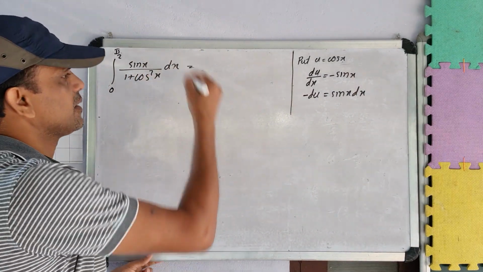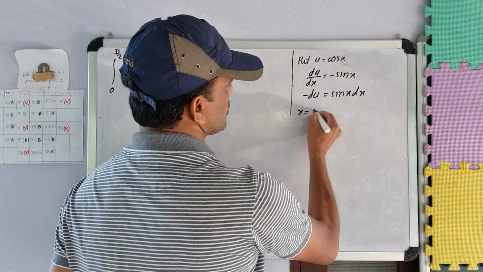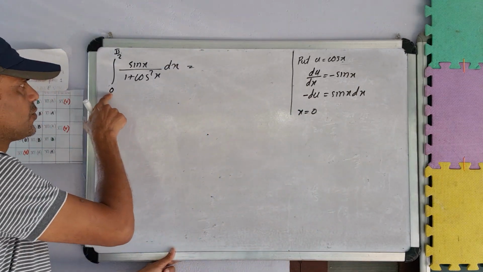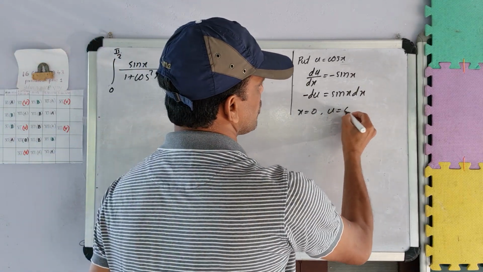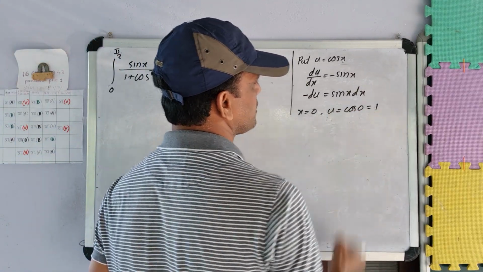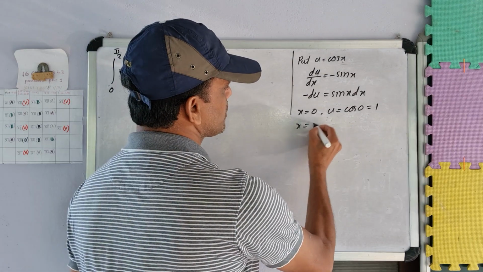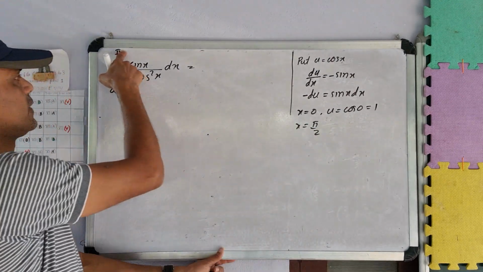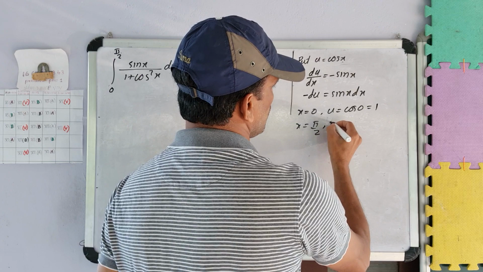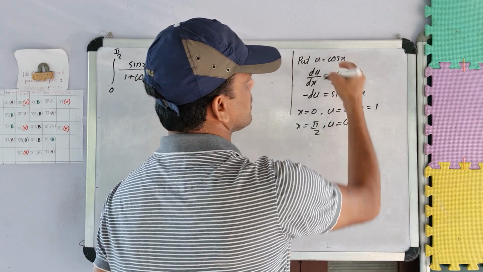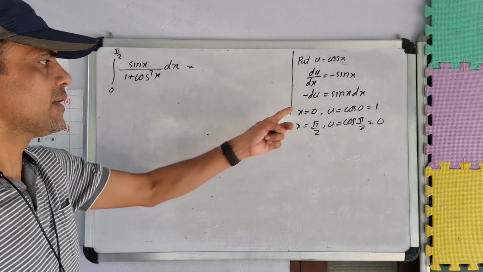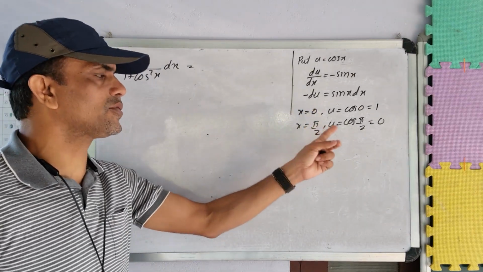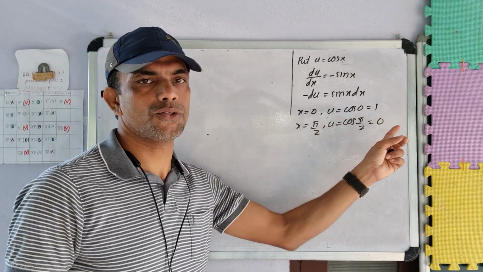Now we change the limit too. x goes from 0 to pi by 2. So when x equals 0, u equals cos 0, which is 1. And when x equals pi over 2, the upper limit, u will become cos pi over 2, which is 0. So x from 0 to pi by 2 means u from 1 to 0.